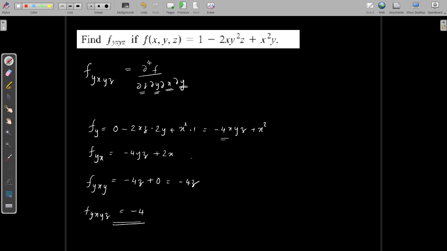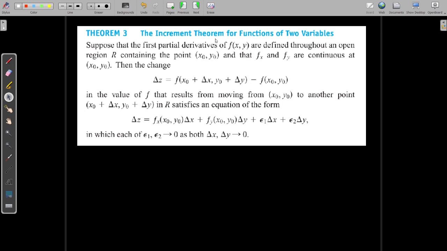following this rule. This is the next theorem, the increment theorem for functions of two variables. This is analogous to the theorem in the one variable system. Suppose that the partial derivatives of f of x comma y are defined throughout an open region containing the point x0 y0, and the partial derivatives df by dx and df by dy are continuous at x0 y0. Then the change dz, we consider z equal to f of xy. Then the change in this function f of xy is defined as f of x0 plus delta x, y0 plus delta y minus f of x0 y0.